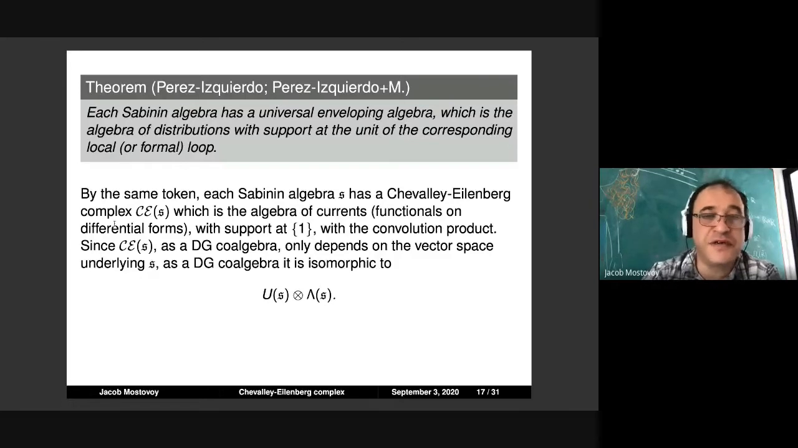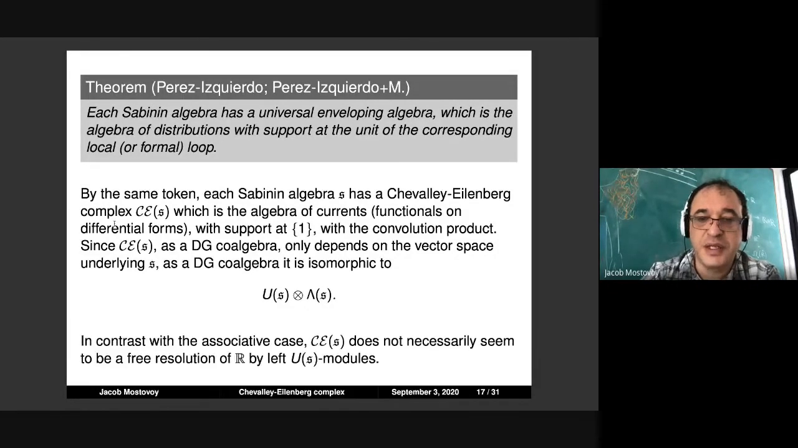In this very way, out of a Sabinin algebra, we construct a Chevalley-Eilenberg complex. Again, it's one of these ways that I indicated for Lie algebras. Either you look at the algebra of functionals on differential forms with convolution, or you can define differential graded Sabinin algebras and take the universal enveloping algebra, which is probably not what you want to do.